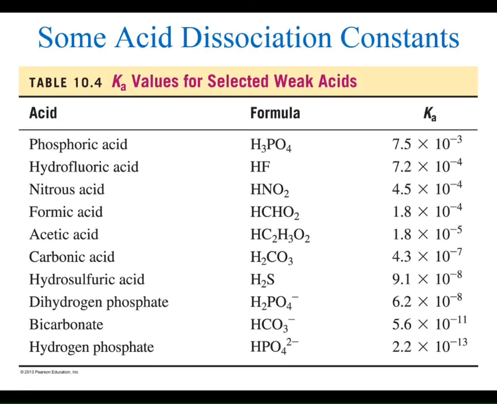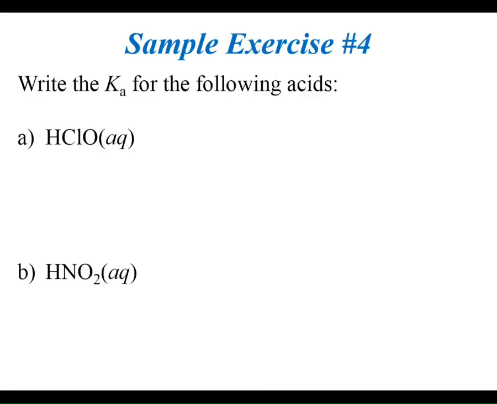So this up here is the strongest on the chart, which even so is not real strong, but 10 to the negative third. Then all the way down, 10 to the negative fifth, 7th, 8th, 11th, 13th. So this one is stronger, right? Because this number is bigger, which means more of it actually breaks apart and donates H pluses. This, more of it stays together and doesn't give an H plus. Are you with me? So you can kind of tell by the exponent there. Awesome. Okay, let's try to imagine writing a Ka expression for a couple of these.